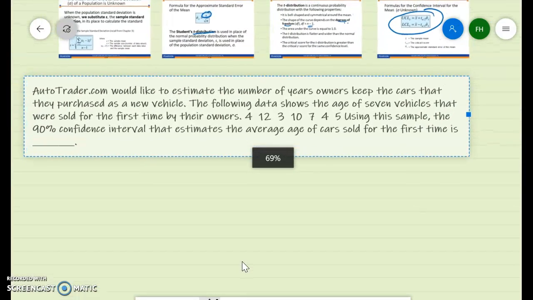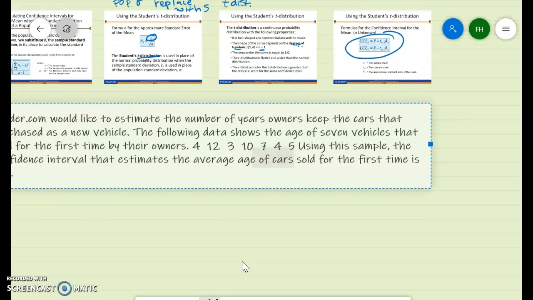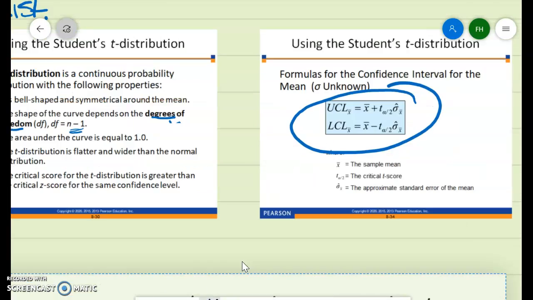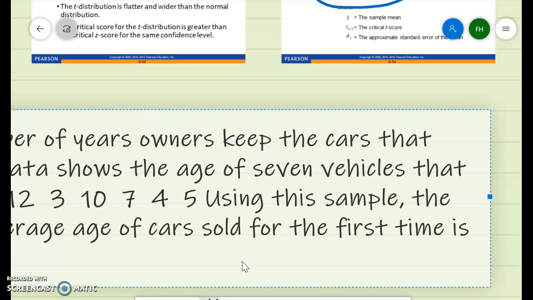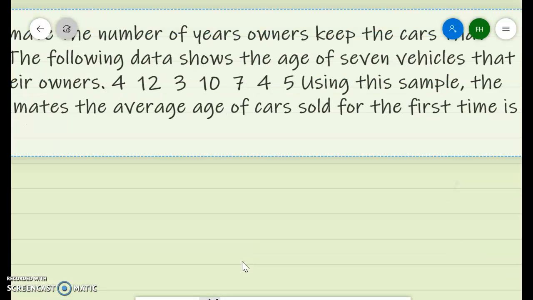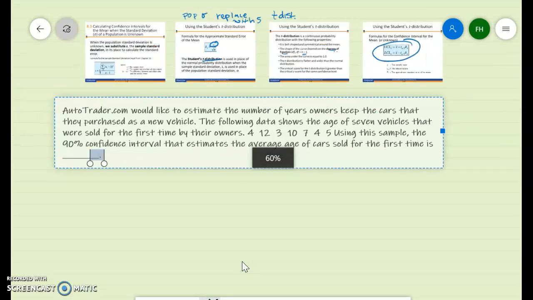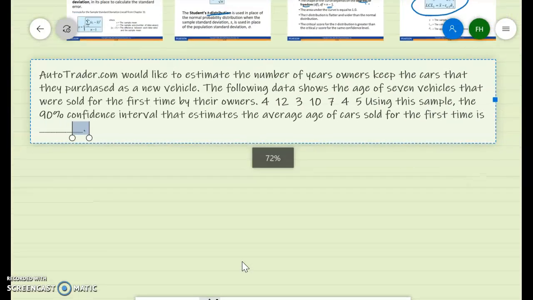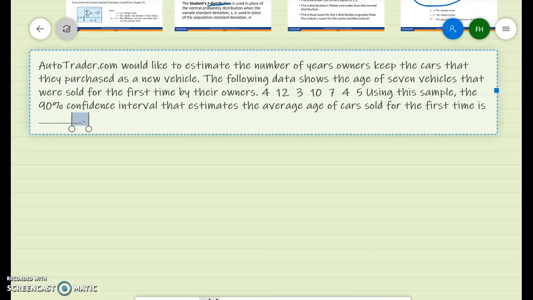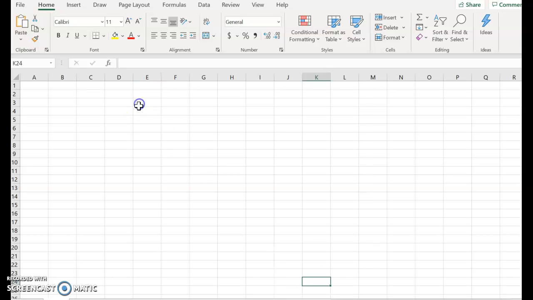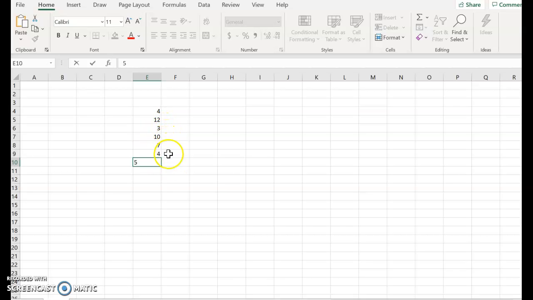We have to know a few things to calculate a confidence interval. One of the first things you see in your formula here is X bar, which is the mean. So we need to calculate the mean. You can do this in your calculator. You can do this in Excel. One of the first things we did in this class, besides vocabulary, was calculate the mean. 4, 12, 3, 10, 7, 4, 5. Make sure I have that right.